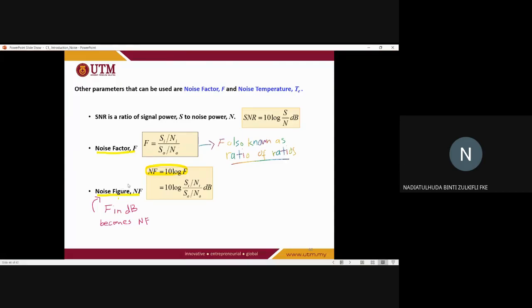Noise figure is just the dB value. You convert from noise factor to dB, so this is your noise figure. When you convert to dB, normally we don't change the name, but for noise factor, we change the name. Instead of factor, it becomes figure. So noise figure is 10 log F. Any question?